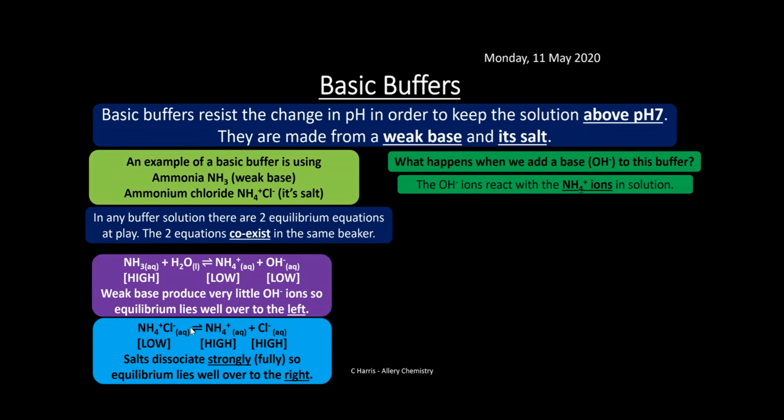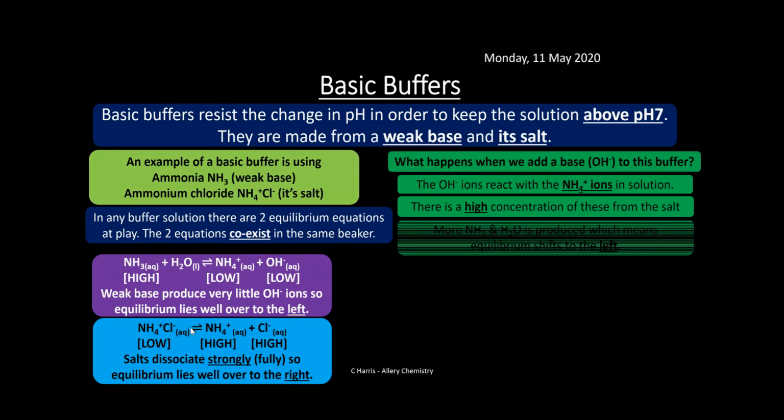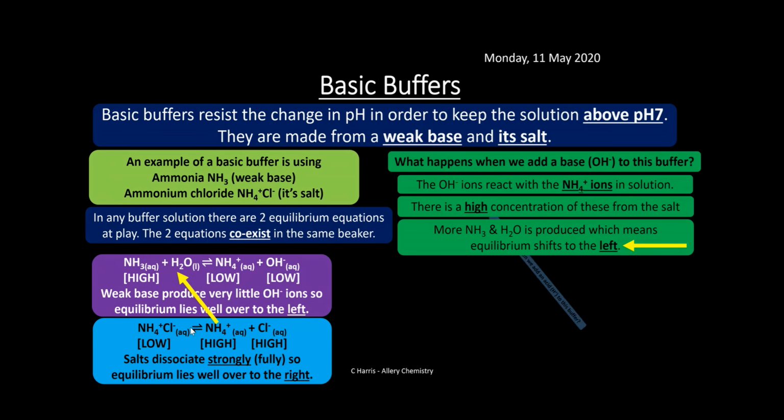The OH- ions, remember, are negative, so they're going to be attracted to something that's positive. In this case, it's the ammonium ions, NH4+, in solution. There's loads of these from the salt, so that's fine. We can add some OH- ions, and as long as there are ammonium ions in there, they'll react. What they'll produce is more ammonia. They'll effectively form ammonia and water, and that means equilibrium will shift to the left. So we'll produce more of that if we add hydroxide ions. That's fine, we've got loads of ammonium ions.